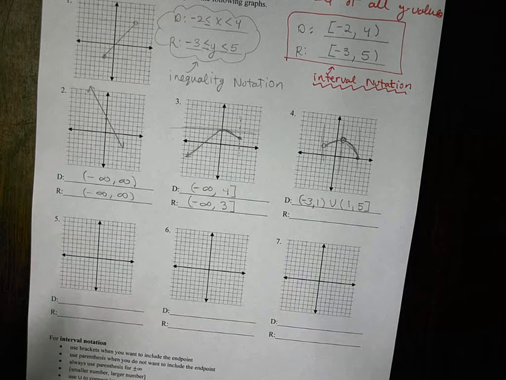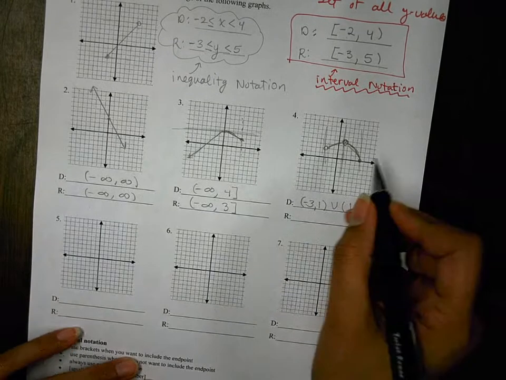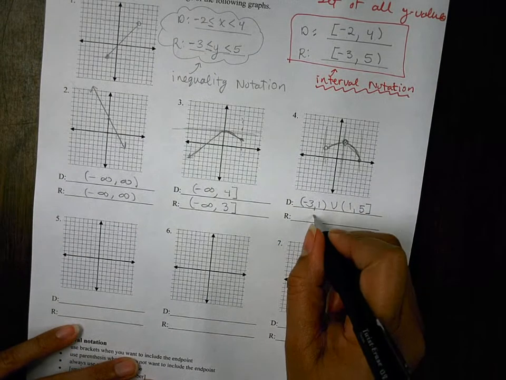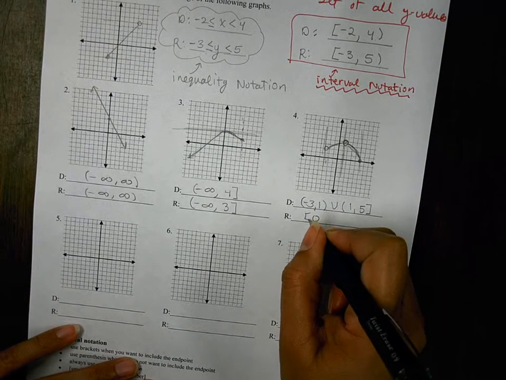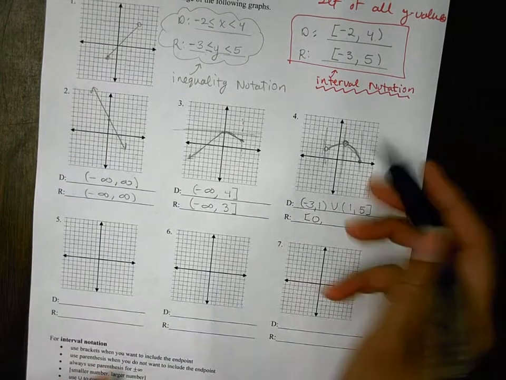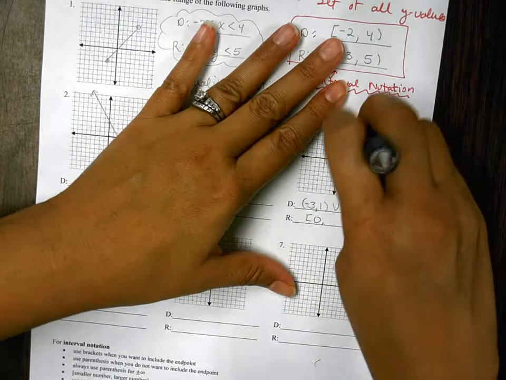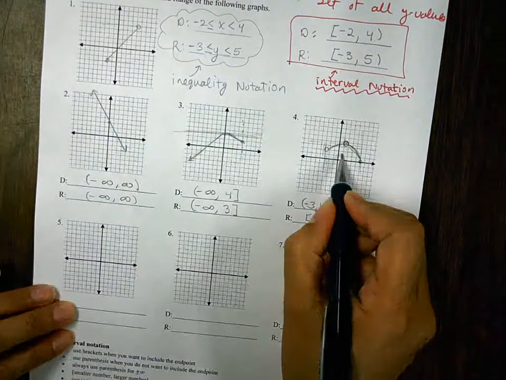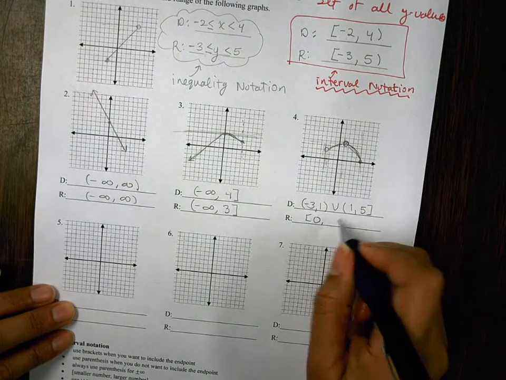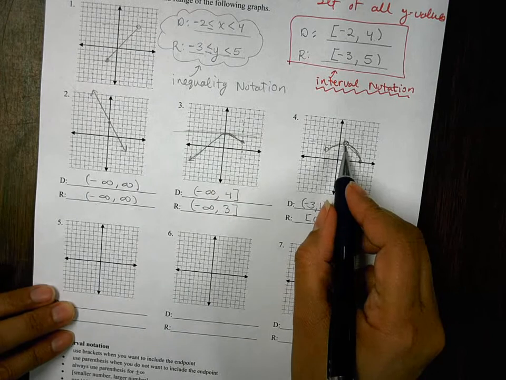Okay, now the range, my lowest value is 0, and that is closed, comma, my highest value here, what's the highest y value it reaches? Because it does not go up forever. 1, 2, 3, 4. And it's parentheses because of the open circle.